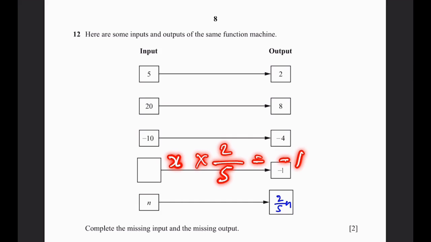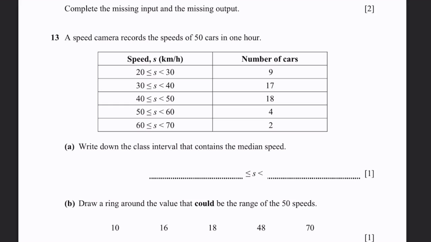Let's keep that as x. So x is minus 1 to 5 by 2, which is minus 5 by 2, or minus 2.5. That's the answer. Question 13. A speed camera records the speeds of 50 cars in 1 hour.